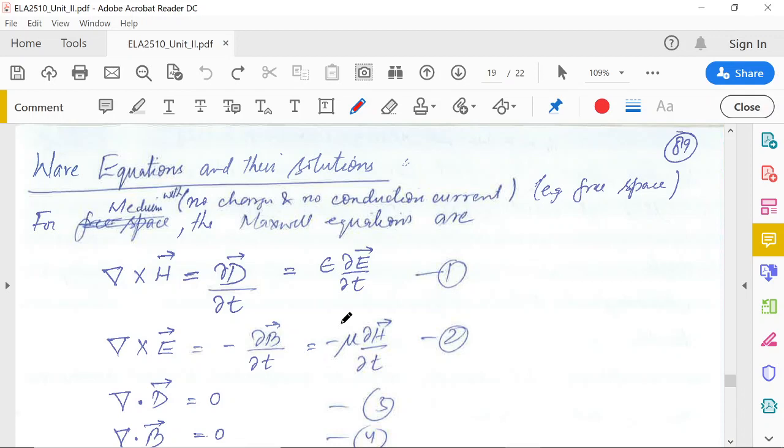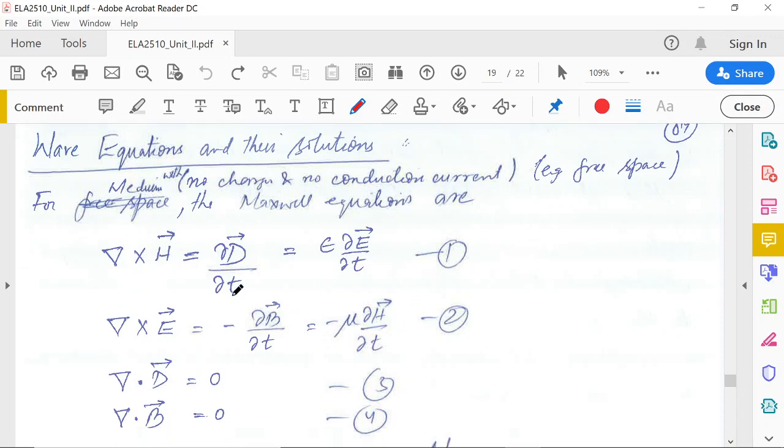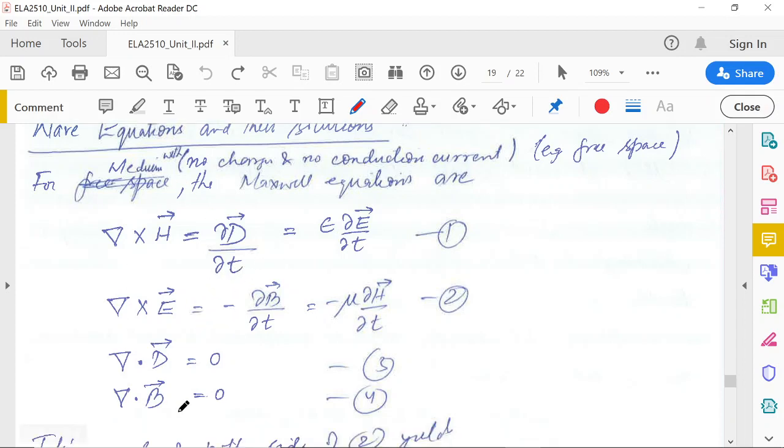Let me consider a medium that is free of charges and has no conduction current. For example, we have free space. In free space, there are no free charges and no current is flowing. So let's take, in general, any medium which has no free charges and no current flowing. For that medium, Maxwell's equations will be further simplified.